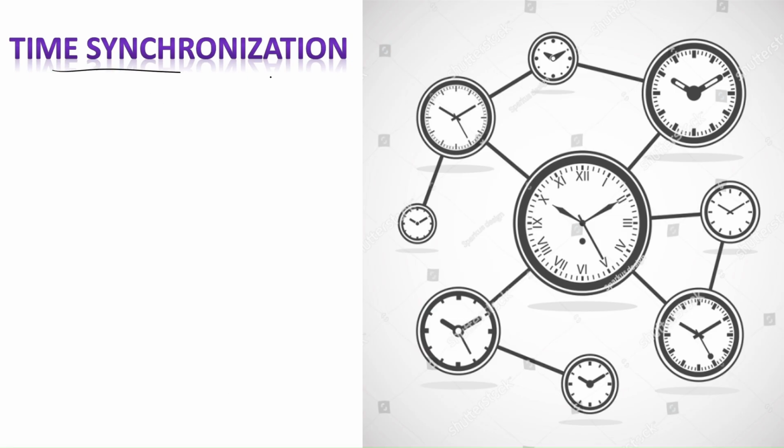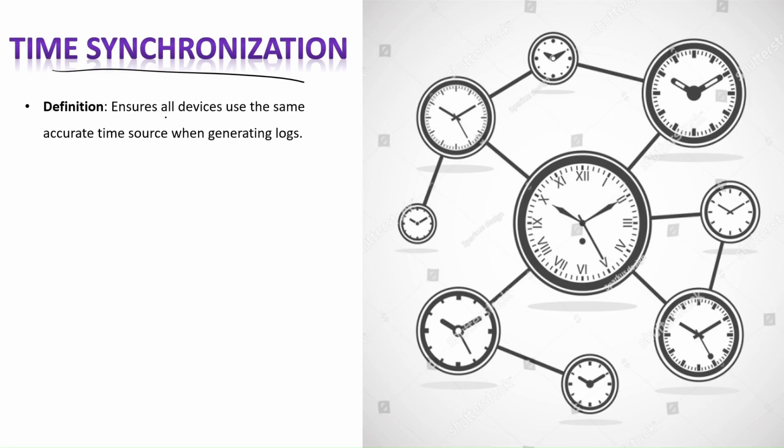Time synchronization is one of the very important aspects in logging, and we can see why. We need to ensure that all the devices use the same accurate time source when generating logs, so that we can correlate these logs with each other. If we have different times on different systems, it will be very difficult to know the exact nature of events that occurred during an incident.